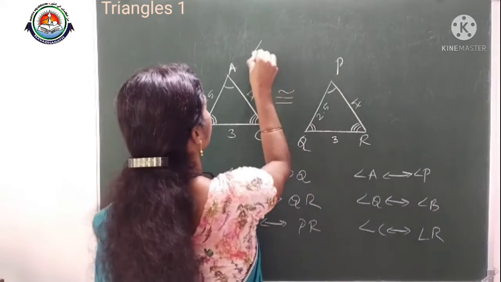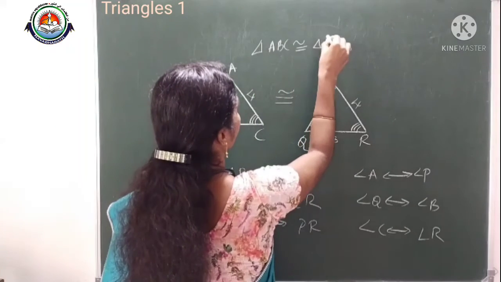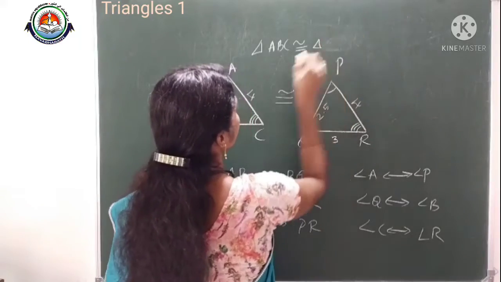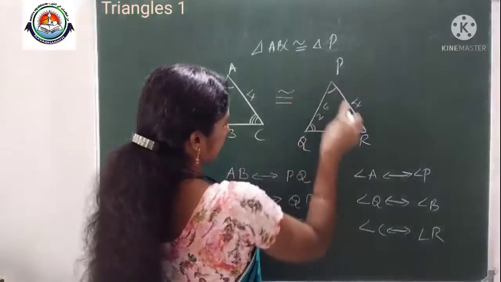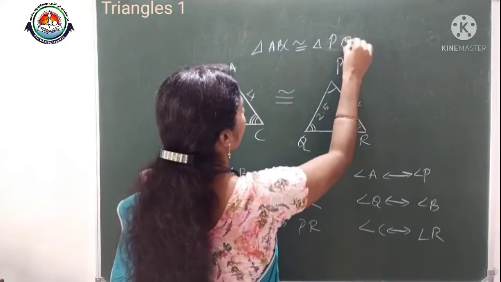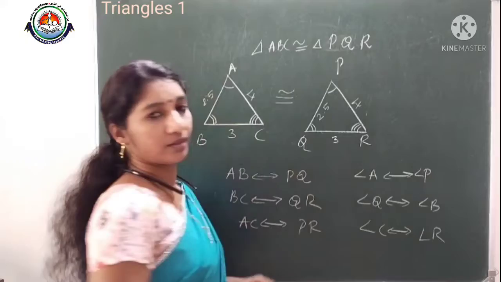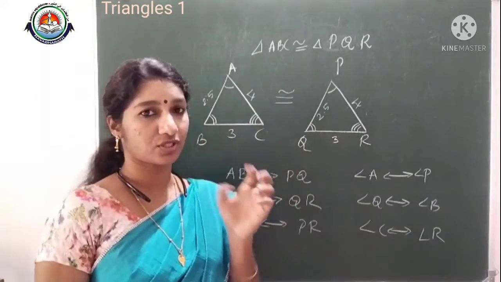Then we will write triangle ABC congruent to triangle PQR. Don't write it like QPR. We should keep the same correspondence. Angle A's corresponding vertex is P, B's corresponding vertex is Q, and C's corresponding vertex is R. Okay, see, it doesn't mean they should be drawn in the same structure.